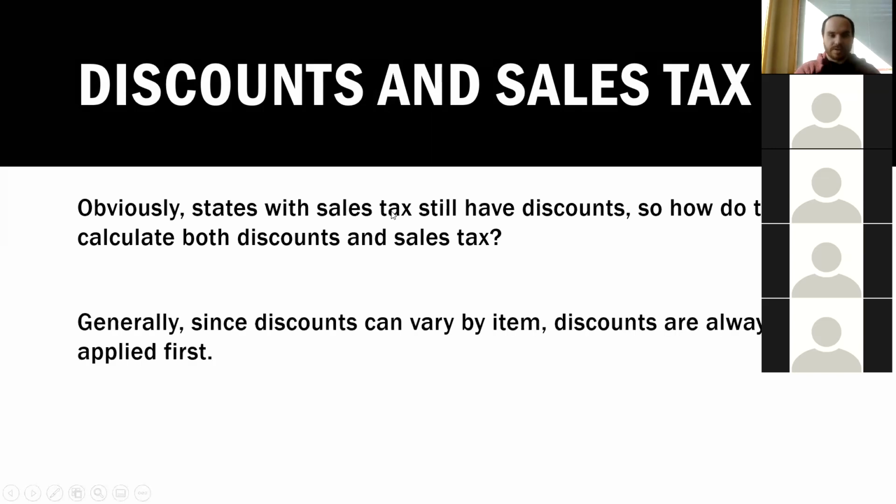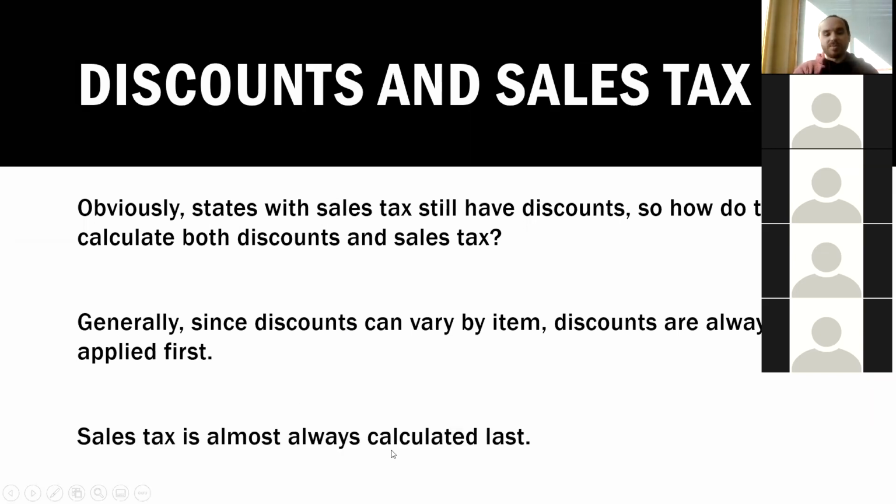So we're going to look at the following. Generally, since discounts can vary by item, discounts are always applied first. So if you go into a store, usually you're not going to see 20% off everything. It's going to be like, we have a buy one, get one free over here and a 20% off over there and a 30% off there or whatever, right? Yeah, because don't you add the sales tax onto the final price of the item? You do, yes. So sales tax is almost always calculated last.